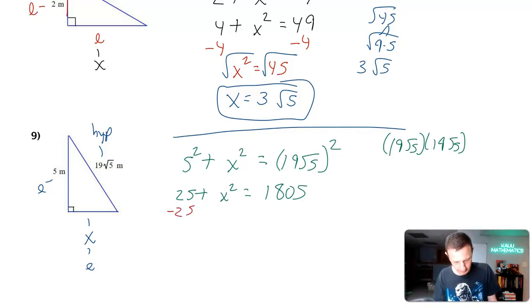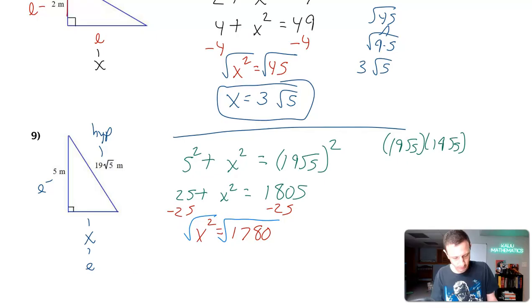Subtract 25. So we get x squared equals 1805 minus 25 is 1780. Take the square root of both sides. So we get x equals the square root of 1780. Let's see if I can do anything with that. I'm just going to start chopping this down. This is kind of a big number. I'm going to go up here.